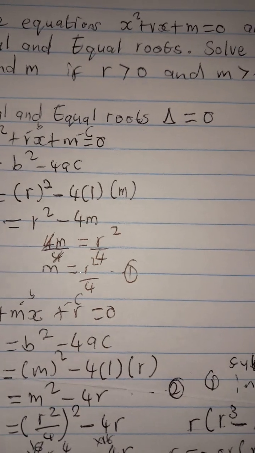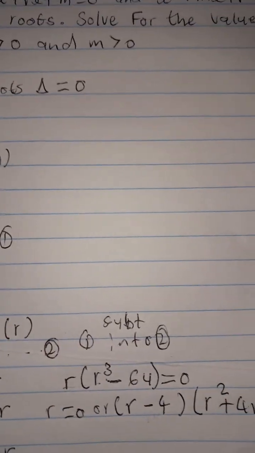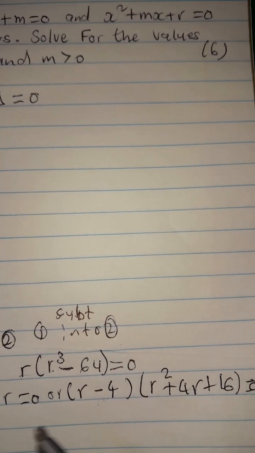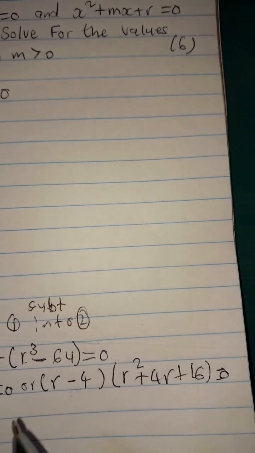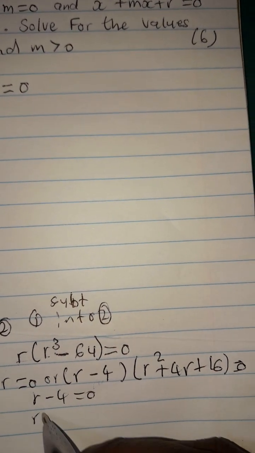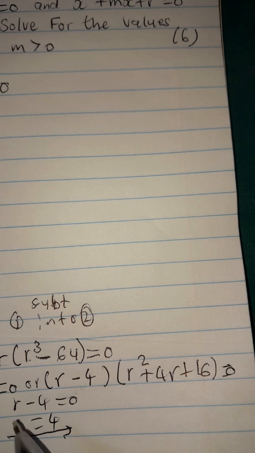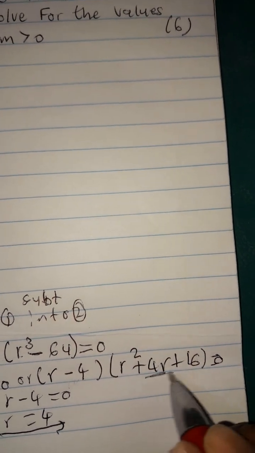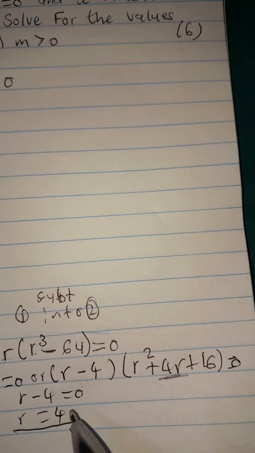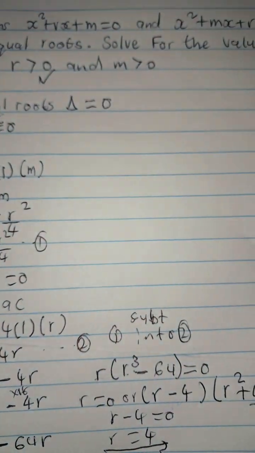Remember that we were given a restriction that says r is greater than 0 and m is greater than 0, meaning that we are going to focus on the values that are greater than 0. So in this case, r equal to 0 can never be our answer. The one that will be our answer is r minus 4 equated to 0, which will give you r is equal to 4 when you transpose. This is the value that is going to be appropriate, because when you factorize the other one, we're going to have negative values, so this can never work. So the r that we're going to use is r equals 4. We already satisfied this restriction, so follow your restriction.